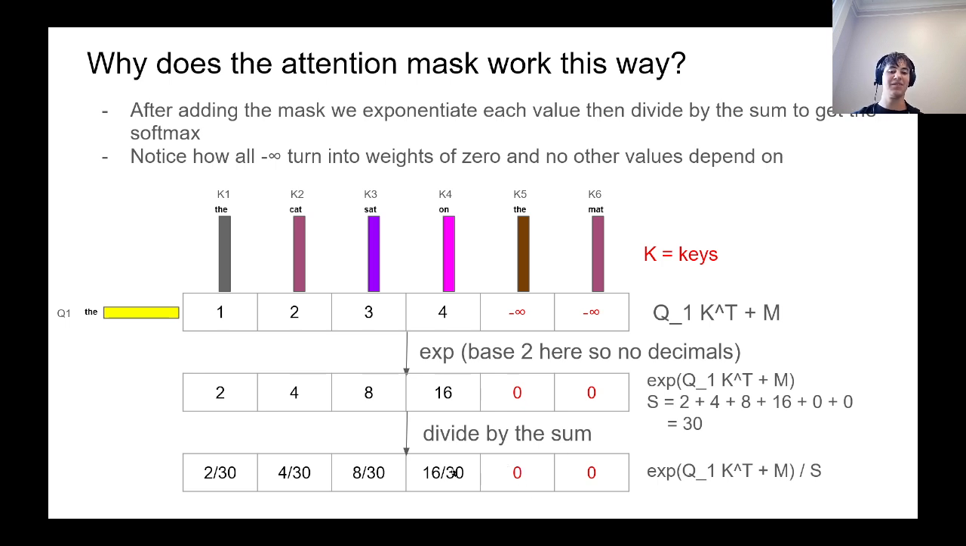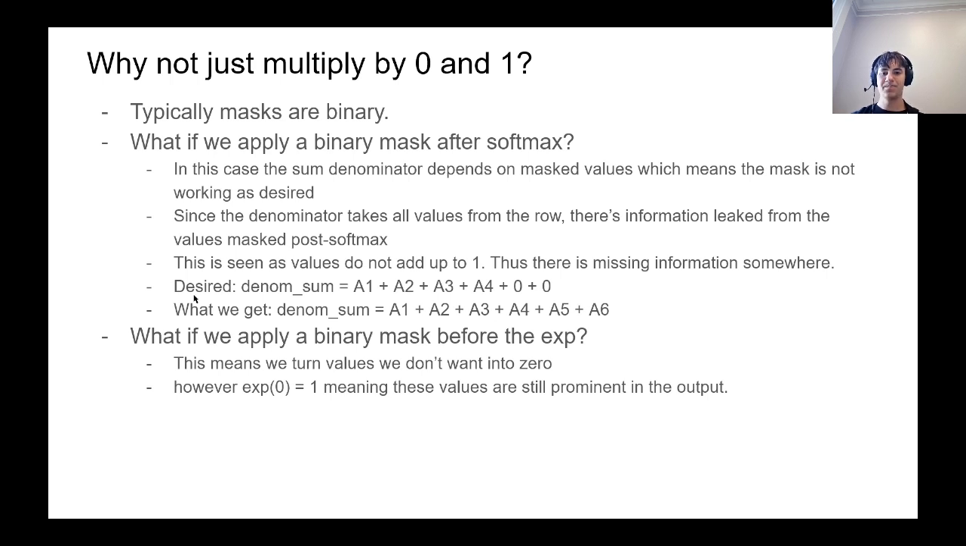And what that means is that there is this information leakage, and you didn't really mask it, and the gradient will treat it like you did mask it, but you have this information leakage. So our desired sum is a1, a2, a3, a4. However, what you get in the denominator is a1 to a6. So binary mask bad. You don't mask the denominator still. If you mask the denominator, then it's fine, but just add negative infinity and 0. So what if you apply a binary mask before the exponential?